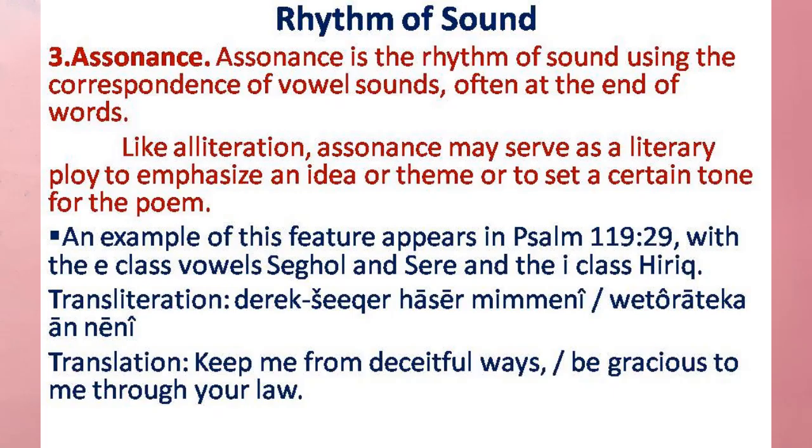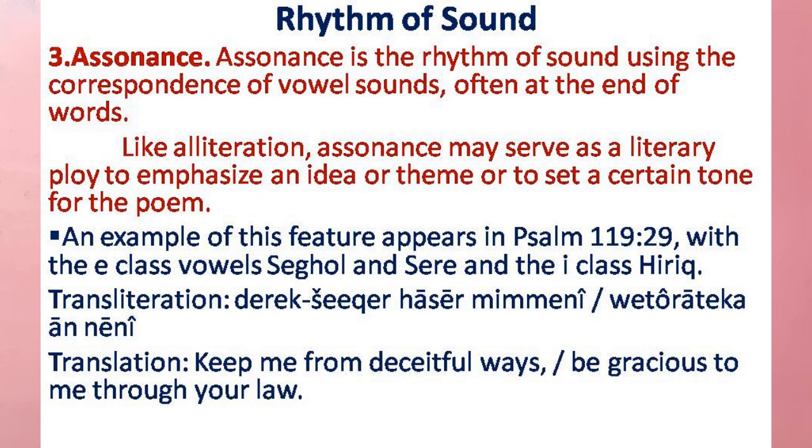Another figure of speech used in the Old Testament is assonance. Assonance is the rhythm of sound using the correspondence of vowel sounds, often at the end of words. Like alliteration, assonance may serve as a literary ploy to emphasize an idea or theme. So, why is assonance used at the end of the words? In order to emphasize that word, so that it is easy for us to distinguish it from the other words.